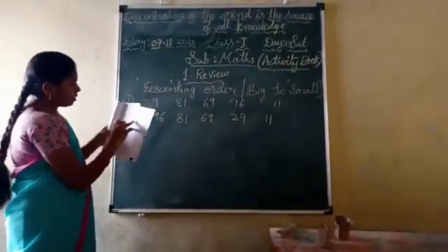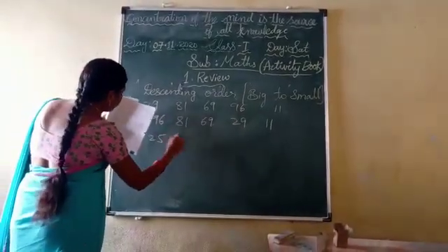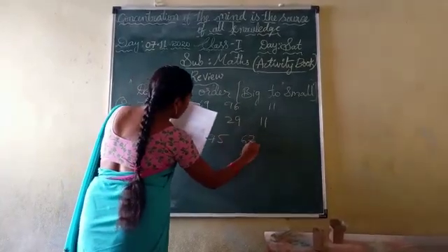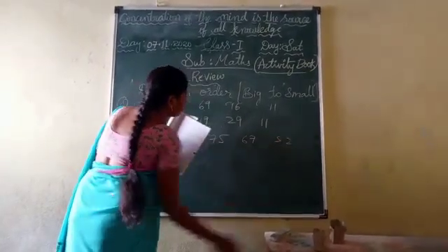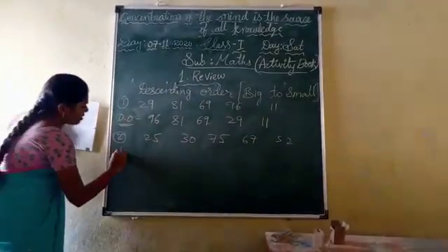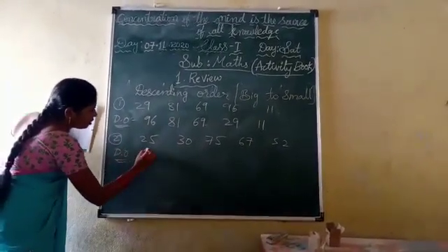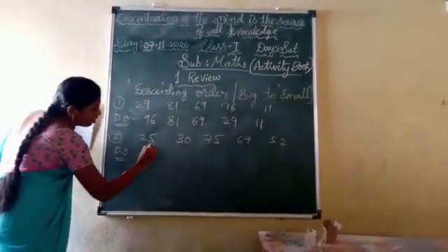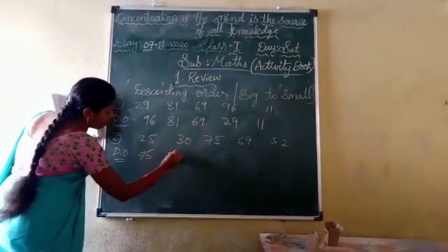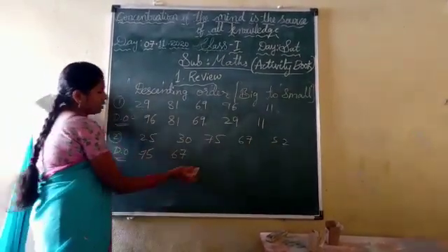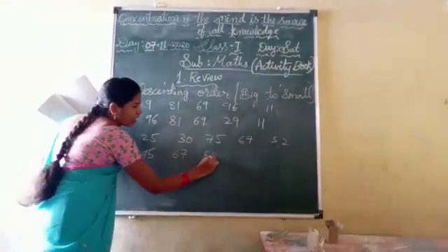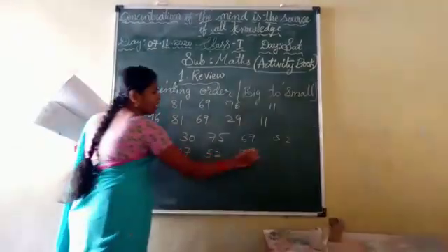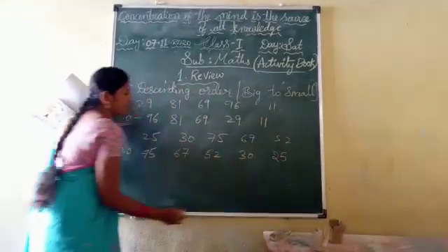Next, see the next one: 25, 30, 75, 67, 52. Descending order means big number to small number. Here which number is the big number? 75 is the big number. So we have to write 75 first. After that 67. After that 52. Next 30. After that, last, the small number is 25. Descending order means like this.